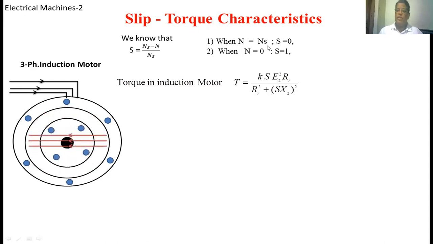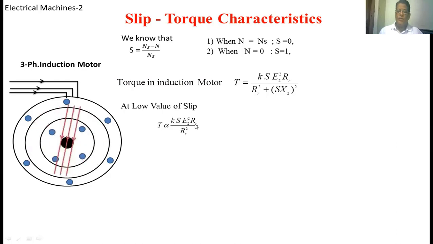When the speed of the induction motor is near synchronous speed, the slip of the induction motor will be very low. When the slip is very low, the quantity S into X2 in the denominator we can neglect compared to R2 square. Then we have this expression: torque is directly proportional to K into S into E2 square R2 by R2 square. All the parameters are constant except the slip of the induction motor. So we can say very easily that the torque is directly proportional to the slip. As long as the slip of the induction motor is low, the torque developed will be directly proportional to the slip.